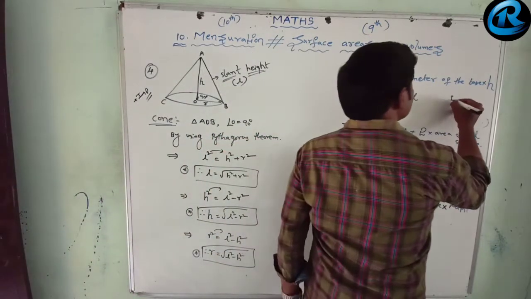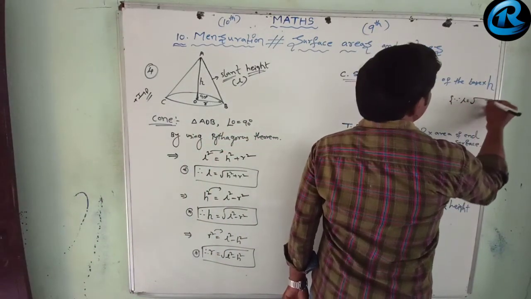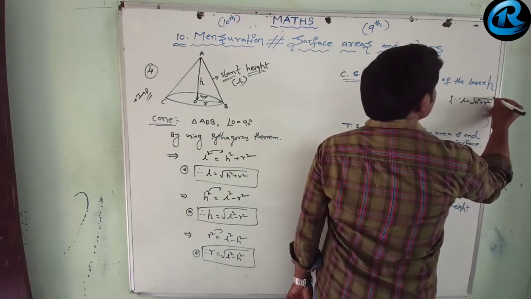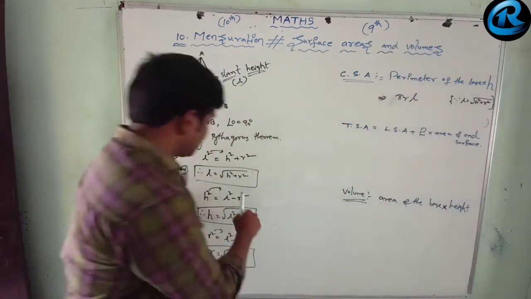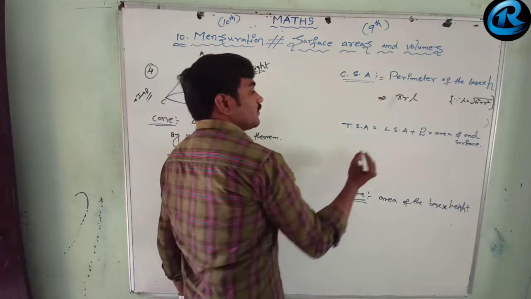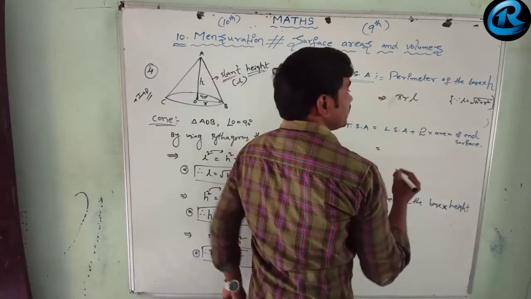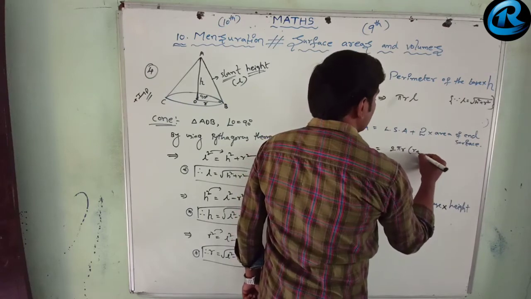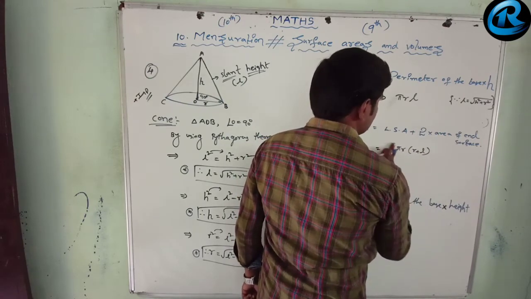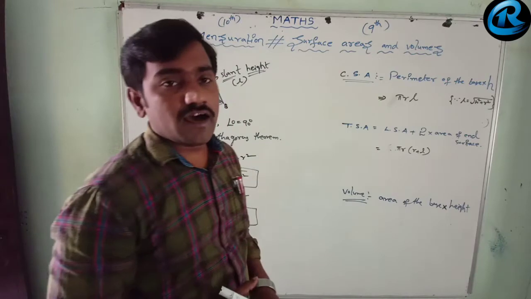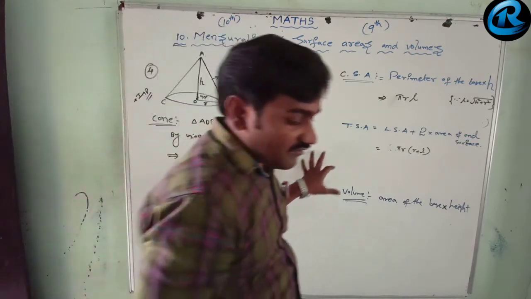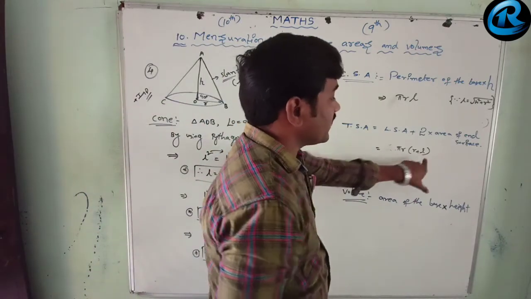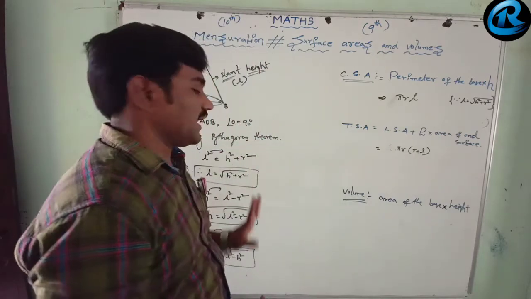Here L is obtained as the under root of h square plus r square. This is the formula which I have explained to you till now. So now the total surface area of the cone is pi r of r plus l. Pi r of r plus l, yes. Here l is the same, again the slant height of the cone.